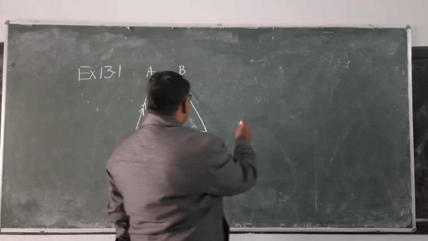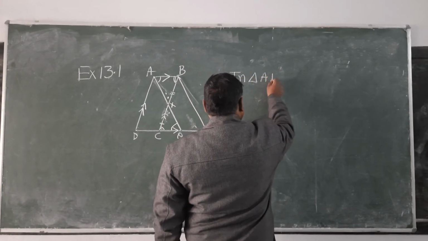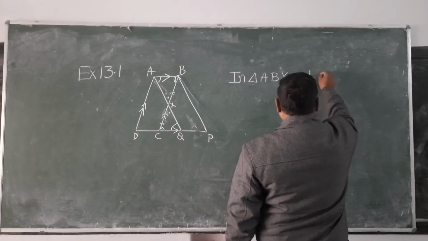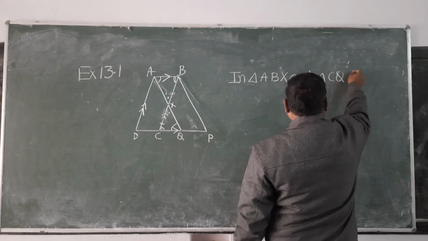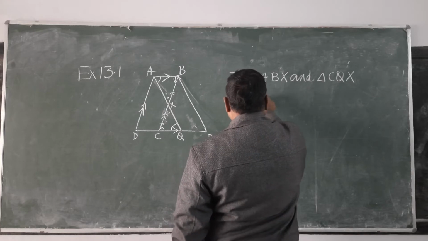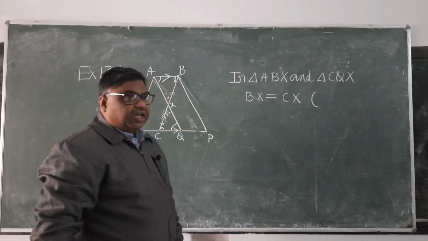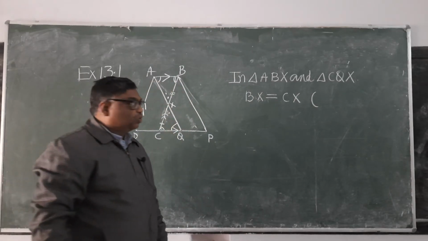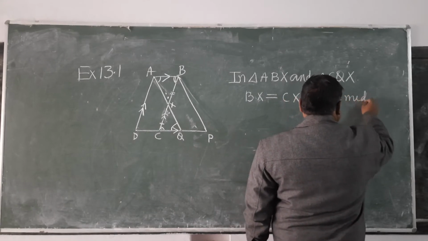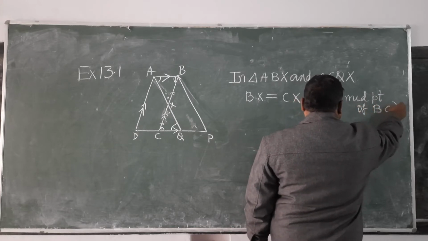So how will you write? You write down in triangle ABX and triangle CQX. You can write here BX equals CX. What will be the reason here? X is the midpoint of BC. It is given in the question. X is the midpoint of BC. This is given in the question.